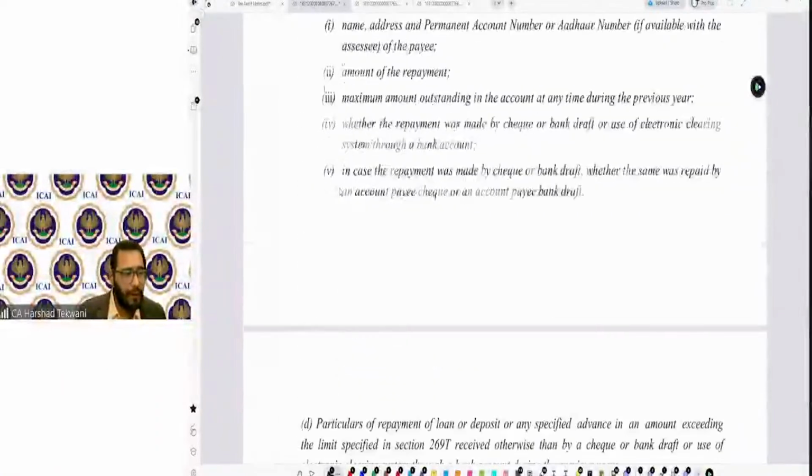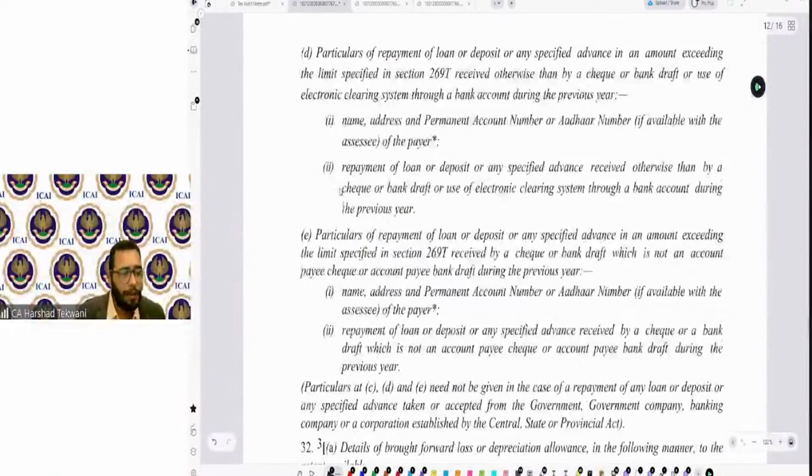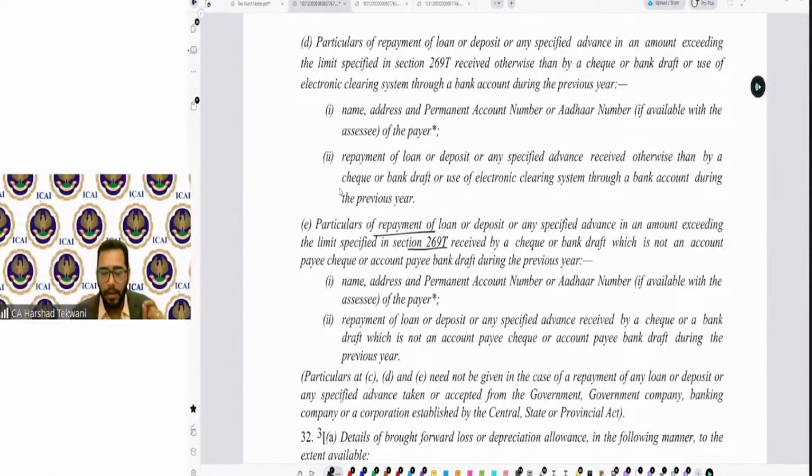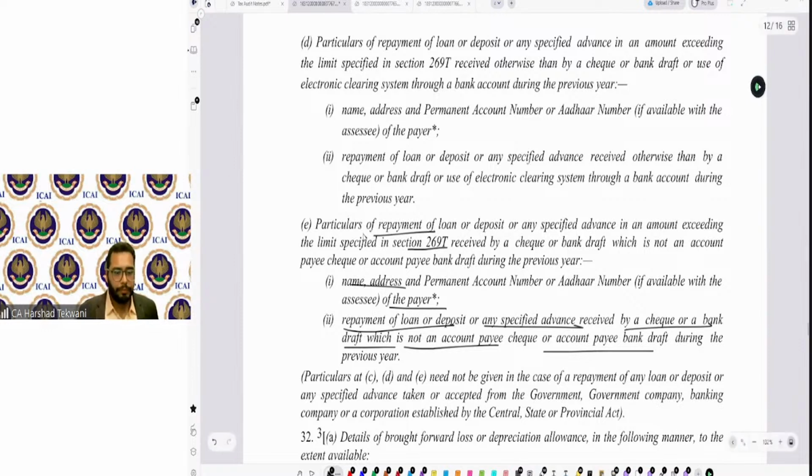In case of E, we are talking about repayment of loan with respect to 269T, limit 20,000. So name and address of the payer who is paying to us, repayment of loan or deposit or specified advance, whether received by a check or bank draft, which is not an account payee check or bank draft. Okay, and accordingly, we need to report the relevant details in these clauses. Repayment of loan or advance or specified amount. Repayment received, that I have received the amount.